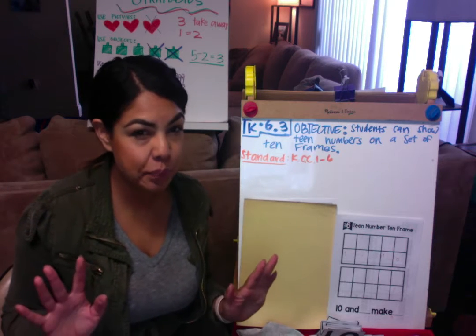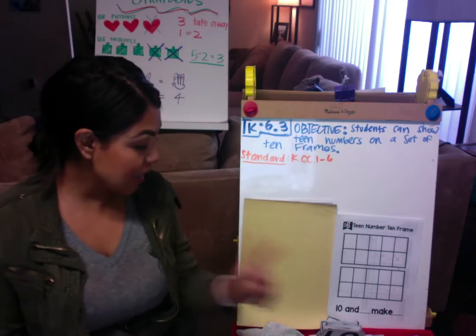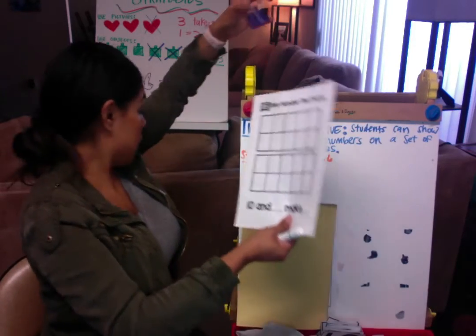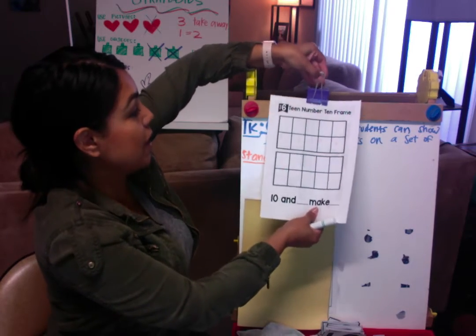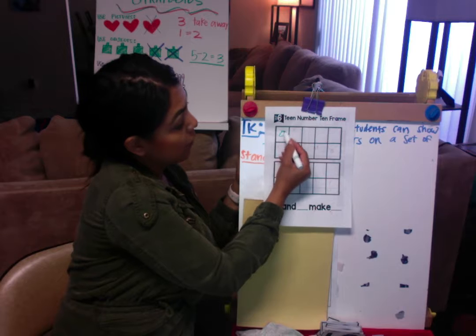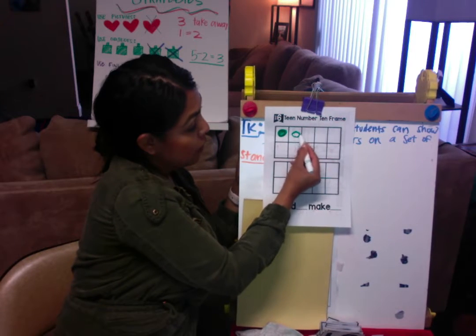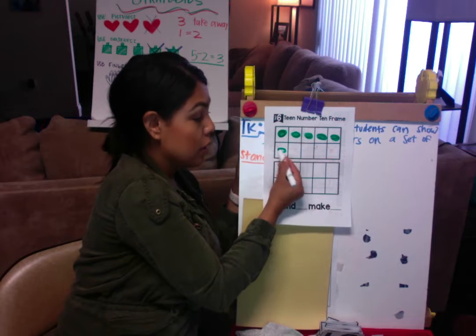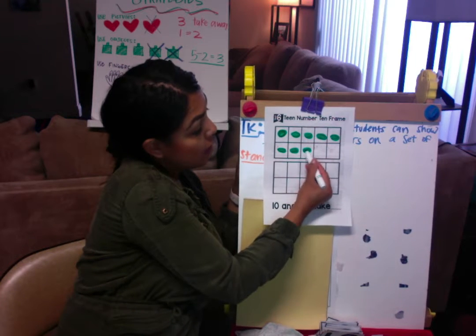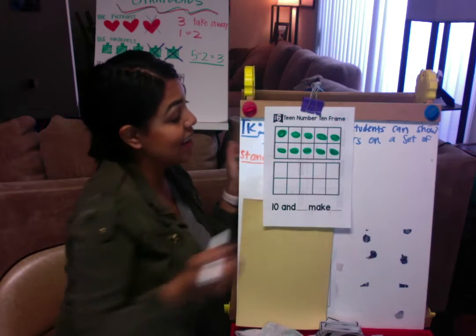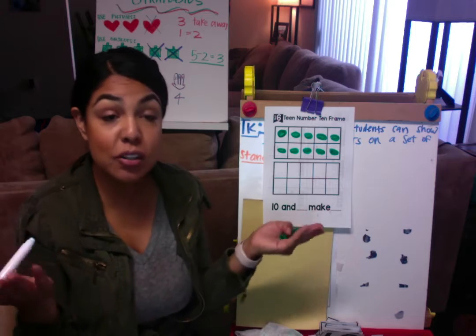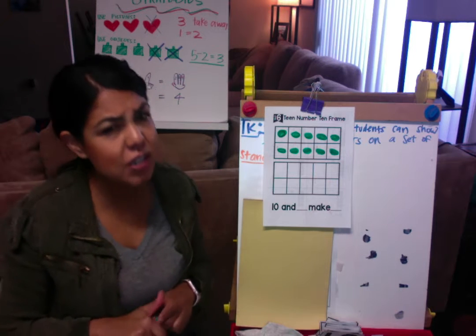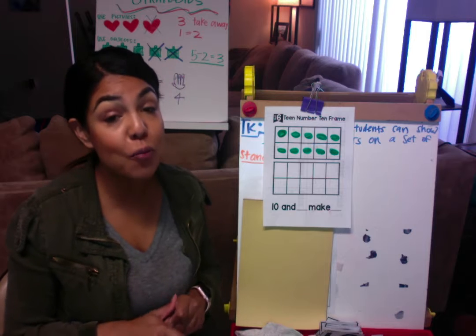Do we need to count it each time? No, right? Because if we see a 10 frame, just like we do here, we know that if we fill the whole thing up, so let me put 10 circles. 1, 2, 3, 4, 5, 6, 7, 8, 9, and 10. I know that I'm going to have 10 because there is no room for more. So if I see a 10 frame, I know I have how many? 10. Do I need to count it all the time? No. Good, because we already learned that.